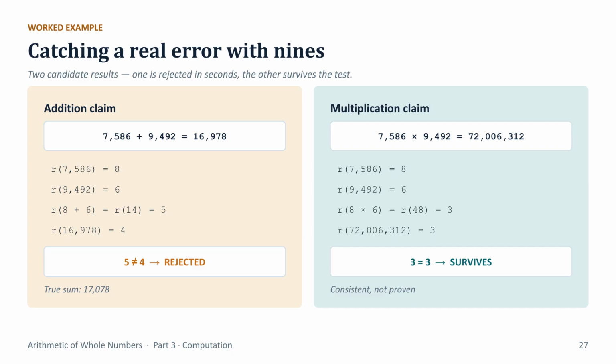Calculating 7,586 plus 9,492, we compare the digital roots of the inputs and the output. If they don't align, the claim is rejected. This provides a very fast way to verify calculations, catching most errors in seconds.